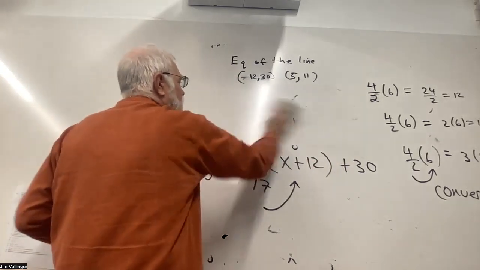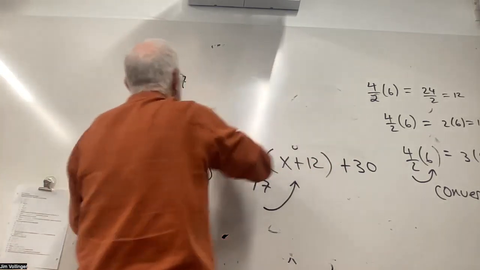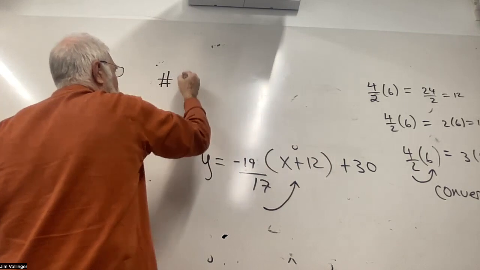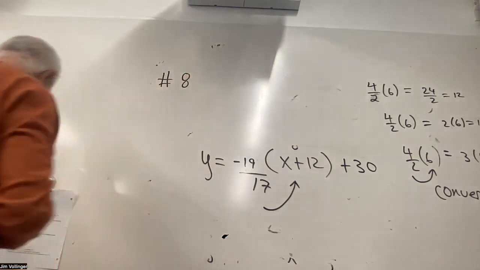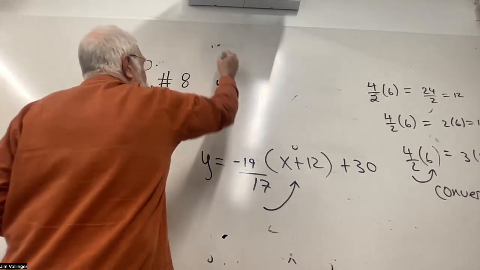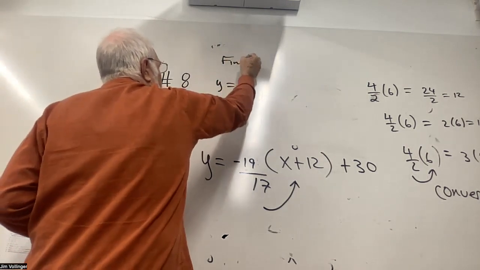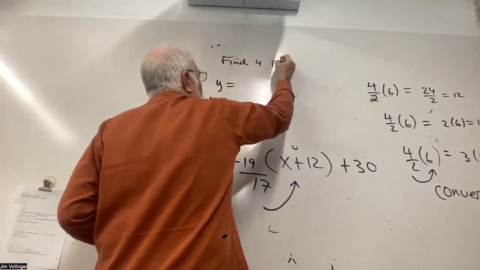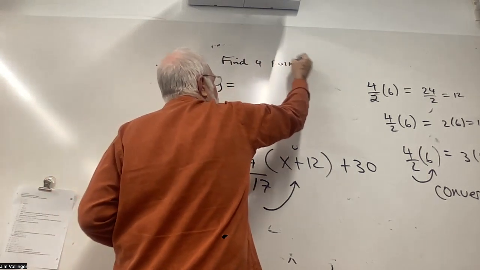Okay, I'm going to erase that, and I'm going to put an 8 here. I'm being very careful now, mindful. And I'm going to look for 4 points on the line y equals, fine. 4 points, for the folks who aren't in the class and don't have the worksheet.